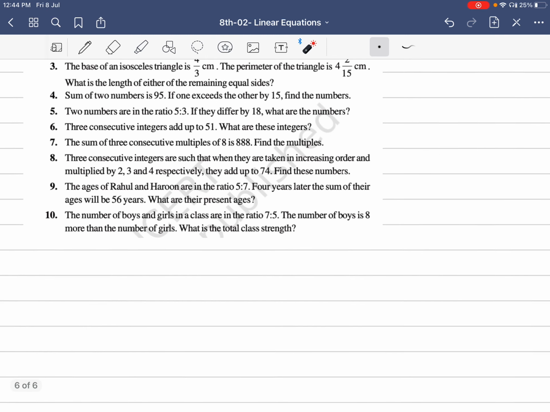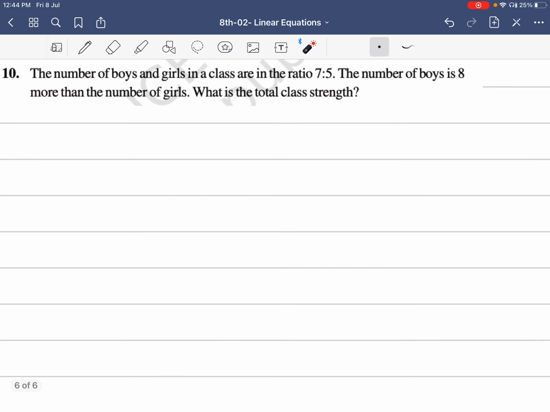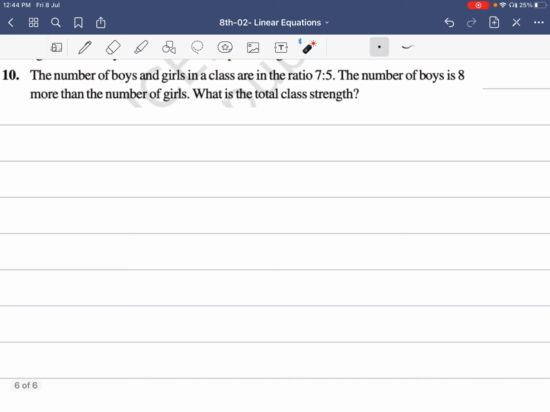So let's continue with these problem statements. Now the last problem is problem number 10. So let's try to read it. The number of boys and girls in a class are in the ratio 7:5. Now the number of boys is 8 more than the number of girls. What is the total class strength? So we have to find the total class strength, which means total of boys and girls.